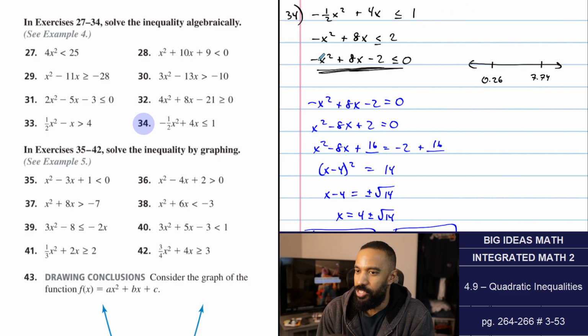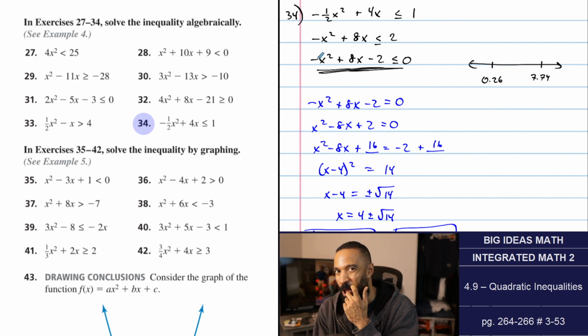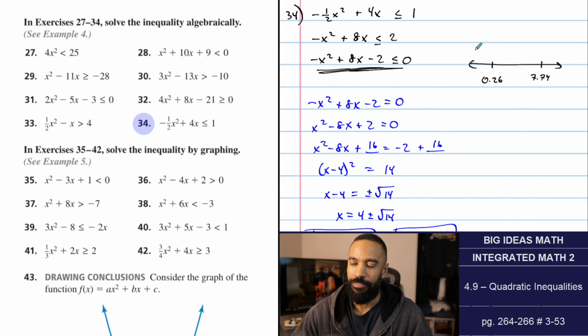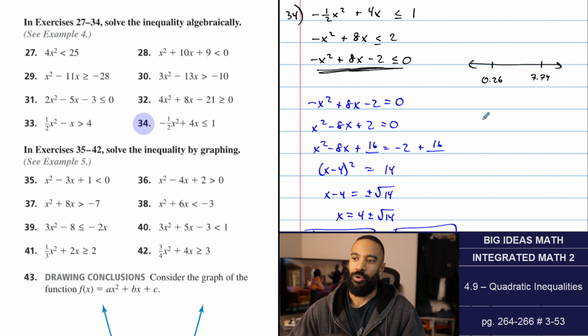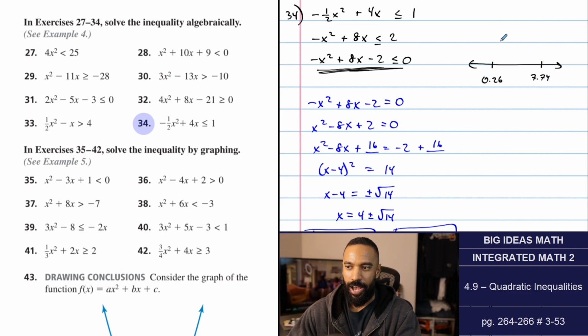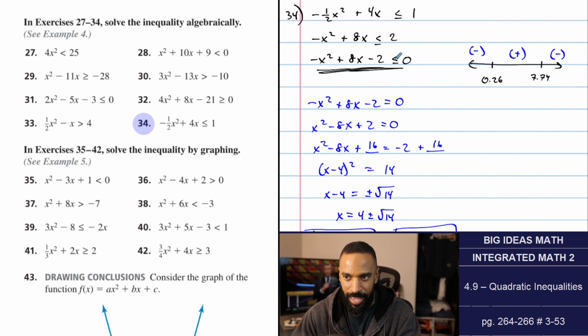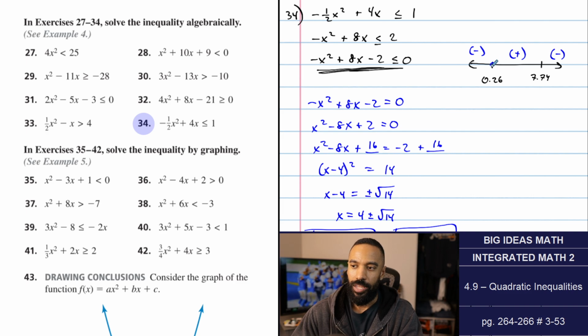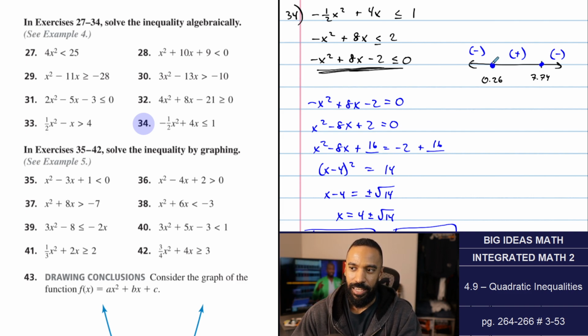Now, because this is an upside down graph, these are negative over here. This is positive. So this is positive. These are negative. To satisfy this, we want to find ones that are less than or equal to. The or equal to's are the values themselves. Remember, these are approximate, though. The negatives are the ones that we want right here, like that.